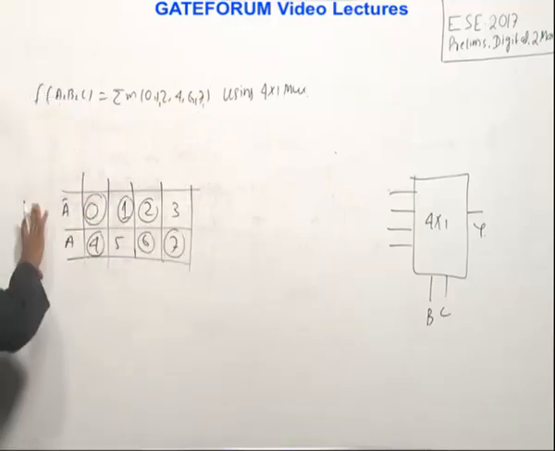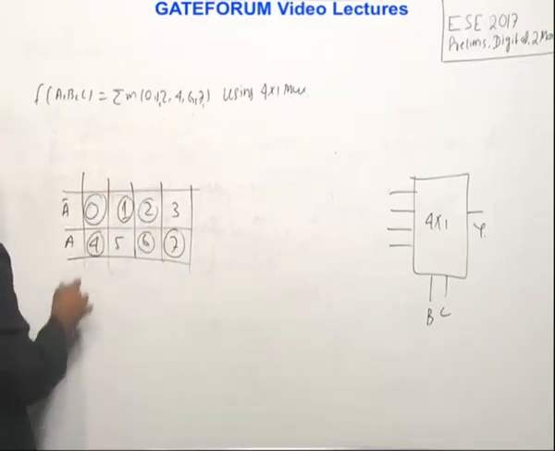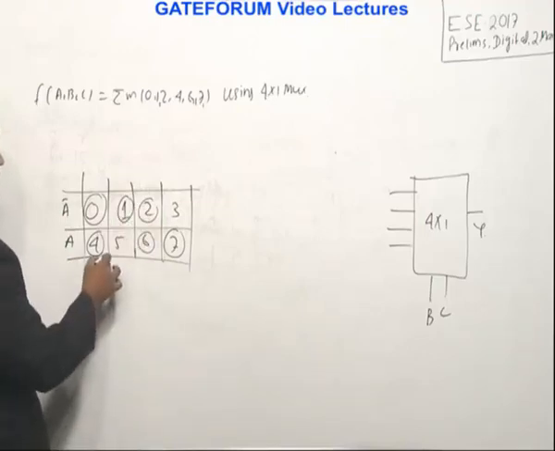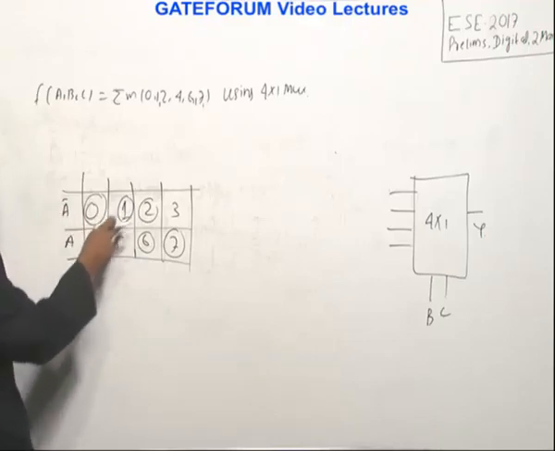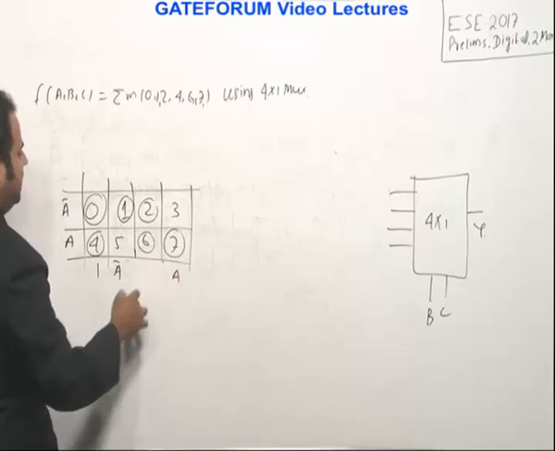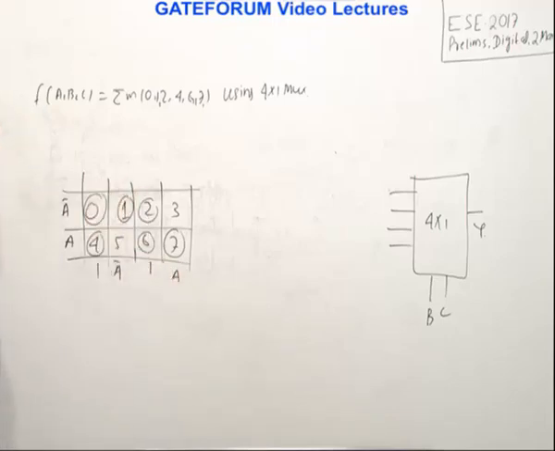So I just made the table and circled the minterms which are given. If both are circled, you treat it as 1. If none is circled, you take it as 0. If only one is circled, you take the corresponding row value. Like here only this is circled, so you should take it as A bar. Here you should take it as A. And here again both are circled, so you take it as 1. If none of these were circled, you would have taken it as 0.